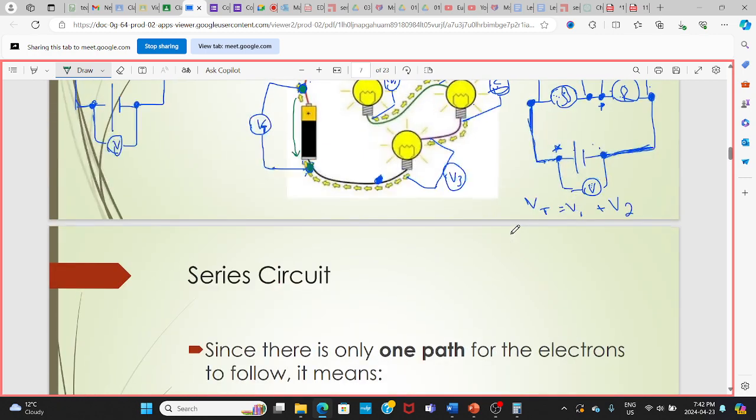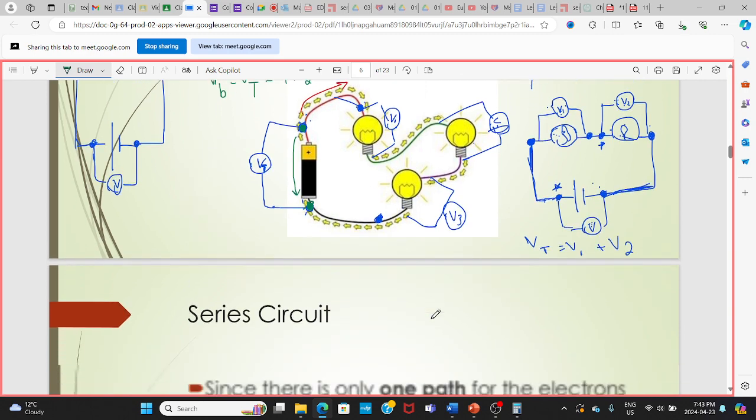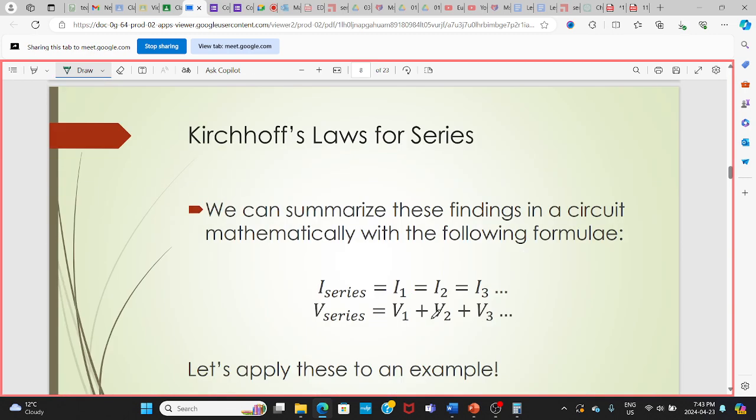I'm going to go back to this. The current passing through V1, V2, light bulb 1, 2, 3, they are the same because this is just one path, right? Just imagine there's a river. Instead of the water, you have electrons. So the current passing through each of these bulbs is going to be the same, like the river. So I1 is equal to I2 is equal to I3. If you have one path, the current is going to be the same.